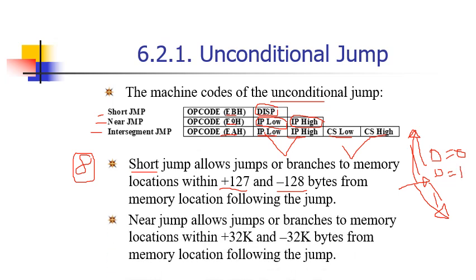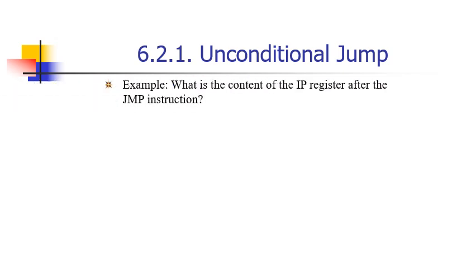The near jump, you use 16 bits. This is why you can go forward up to 32K bytes and backward up to 32K bytes as well. Okay, we're still in the unconditional jump. So this is an example now.